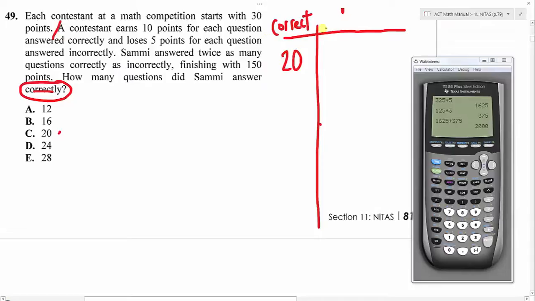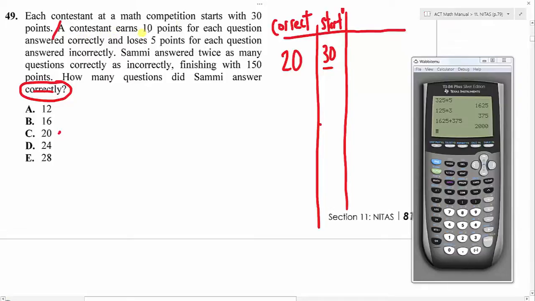First phrase says that he starts with 30 points. So we might want to track that here. We might want to say like start 30 points. And remember, that 30 points is going to be constant for all of these answer choices, because that's what the question says. He starts with 30 points.